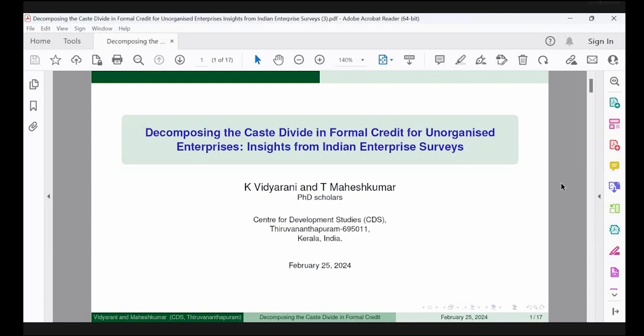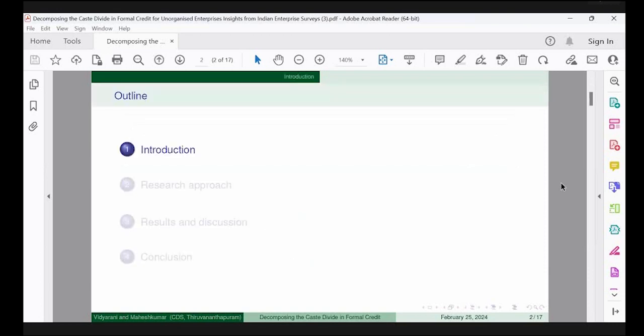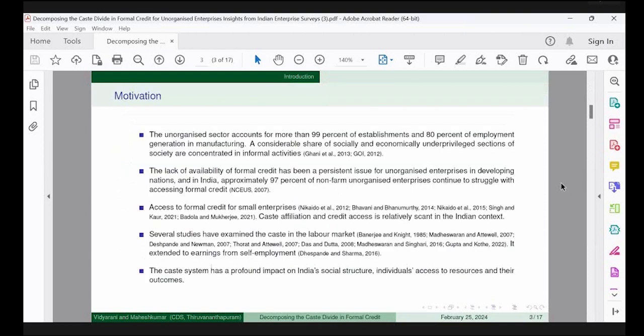Good morning, everyone. The title of my paper is Decomposing the Caste Divide in Formal Credit for Unorganized Enterprises: Insights from the Indian Enterprises Survey. This is a collaborative work done by myself and my senior Mahesh Kumar, Center for Development Studies. Moving on to the outline of our presentation, we have introduction, research approach, results and discussions, and conclusion. So let me start with the motivation behind this research work.